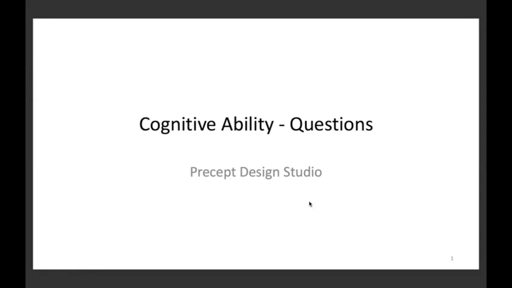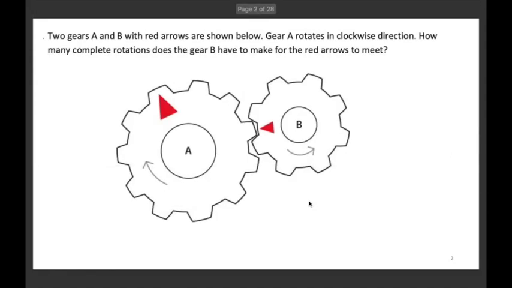We'll begin today's session. So here, you're given two gears, A and B, with red arrows as shown. Gear A rotates in clockwise direction, which is seen here by the arrow. And gear B, if you can see by the arrow, rotates in anti-clockwise direction. We have to find how many complete rotations gear B will have to make for the red arrows to meet. In order for these two red arrows to meet, how many complete rotations does gear B have to make is what you have to find.